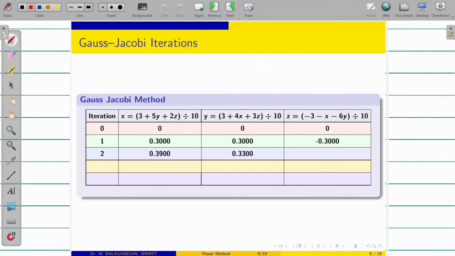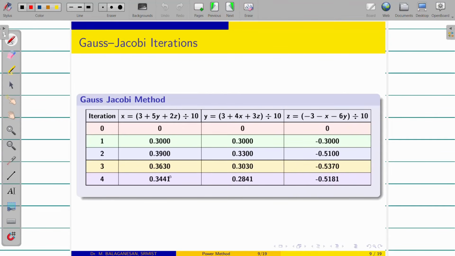Right. Now I have to find the y value. Substitute x and z. X is the old value 0.3. Z is minus 0.3. Now I have to find my z. So substitute the old iteration value of x and the old iteration value of y, and I can get it. Similarly, I have to continue the iteration process. So when can I stop, you know very well. So I have to stop this process.